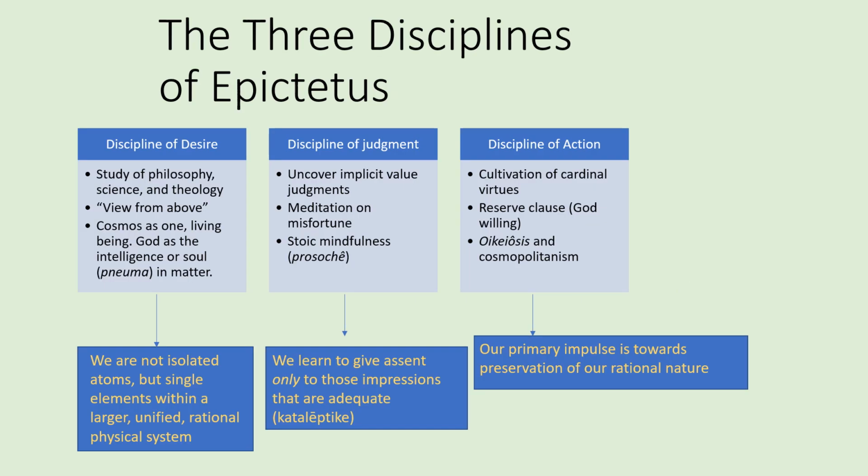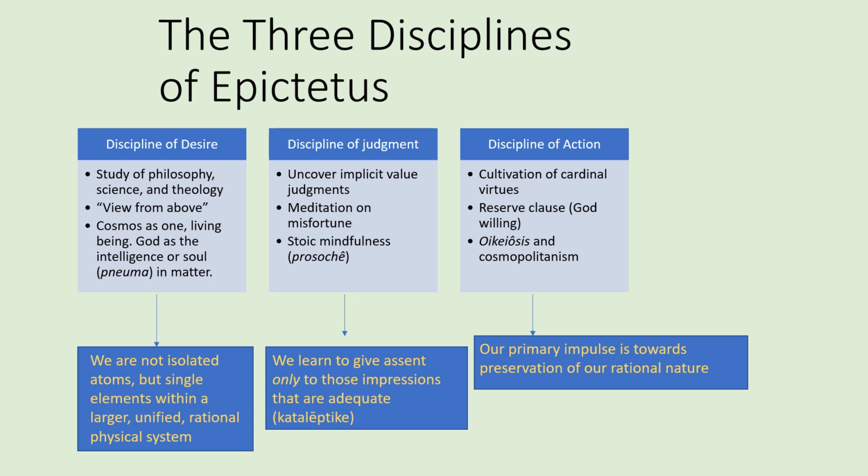So to summarize here, we've got the discipline of desire, the discipline of judgment, and the discipline of action. In the discipline of desire, we're learning to see ourselves as elements within a larger, unified, rational physical system. And so we're seeing that system as a rational system, just unfolding in its own way. So nothing that happens in it need be taken by us as scary or frightening. It's all natural, it's all necessity, it's just the universe unfolding in its rational way.